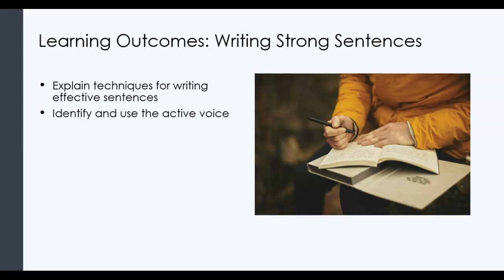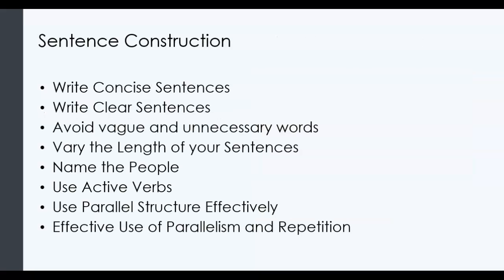Writing strong sentences. Learning outcomes: explain techniques for writing effective sentences. Identify and use the active voice. Sentence construction: write concise sentences. Write clear sentences. Avoid vague and unnecessary words. Vary the length of your sentences. Name the people. Use active verbs. Use parallel structure effectively. Effective use of parallelism and repetition.